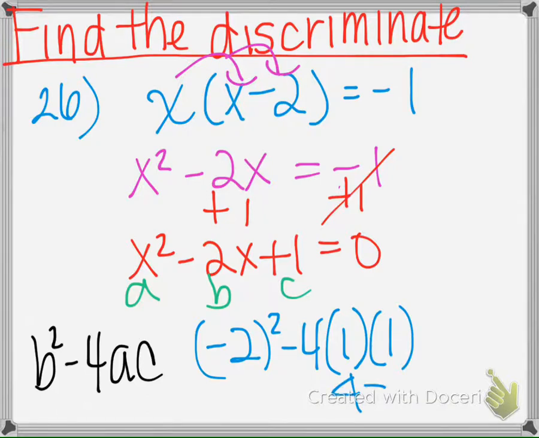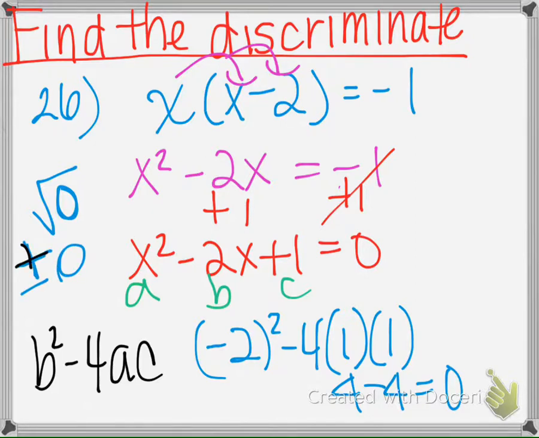So we get 4 minus 4, which is 0. So if we think about it, if in the quadratic formula there was a 0 in the radical, we would have plus or minus 0. Well, if we add 0 to something, or we subtract 0 from something, it's going to be the same thing. So that is why we're going to have D. We're only going to have 1 solution.